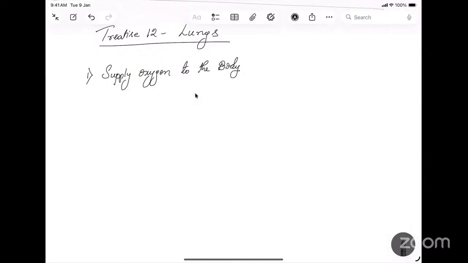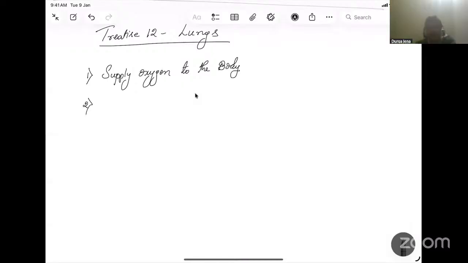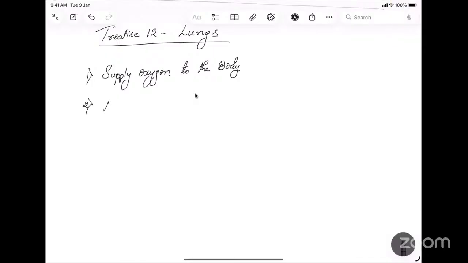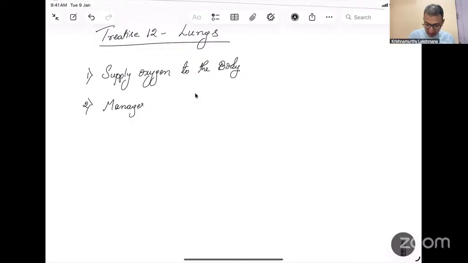Regulation of water also. Body water, it regulates the water level also. Circulating the water. It manages the water in the body to a certain extent.